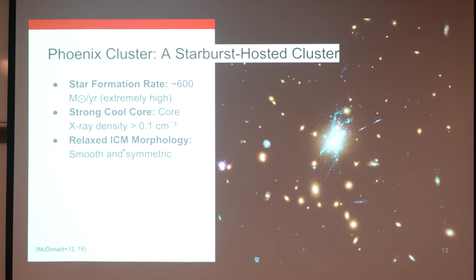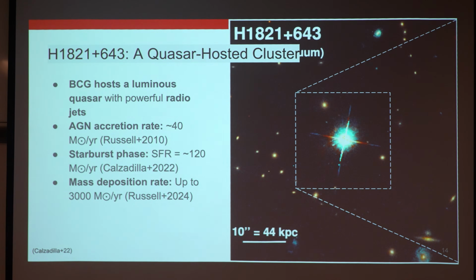Okay, so those are some famous ones. Another famous galaxy cluster is H1821, or the quasar-hosted cluster. So now not just star formation, but this one has a giant AGN in the center. The AGN is so bright that it looks like a star. So in order to actually look at the host galaxy, you have to remove all the light from the AGN, which is extremely difficult. And I'm not doing that, some other people are doing it.